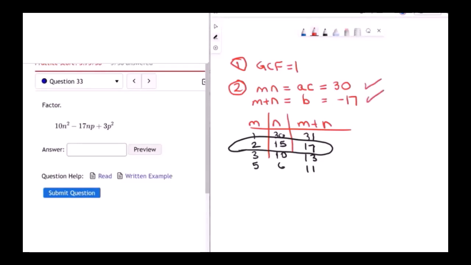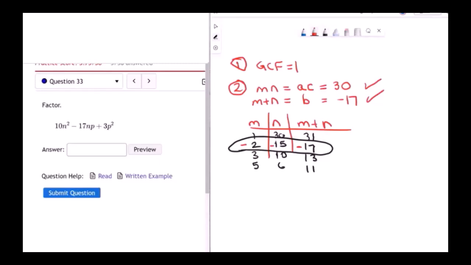I know m times n is positive 30, but I can see that m plus n is not equal to negative 17. A positive times a positive is positive. What else makes positive? A negative multiplied by a negative. Look, if I make that negative, and now if I add two negative numbers, I get a negative.